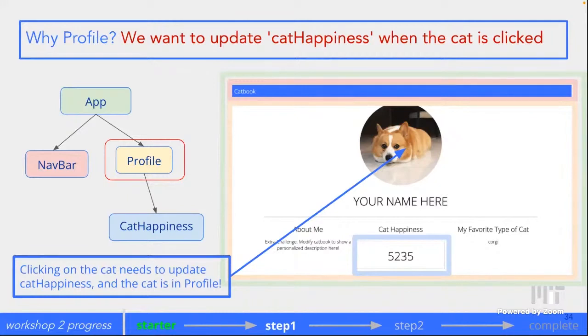Say, in a completely random example, you needed some value in both the navbar and in CatHappiness. What you would do is store it in App as state and then pass it down to both Navbar and CatHappiness, because you can only pass things down, you can't pass things up. That's how props work. But for now, we'll store it as state in Profile.